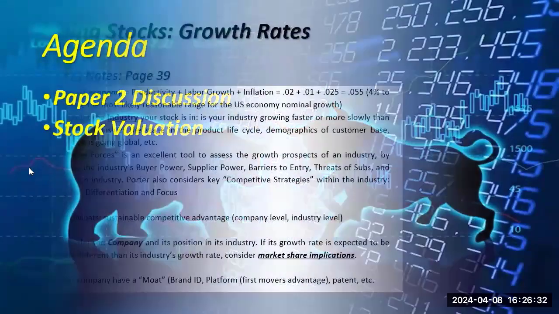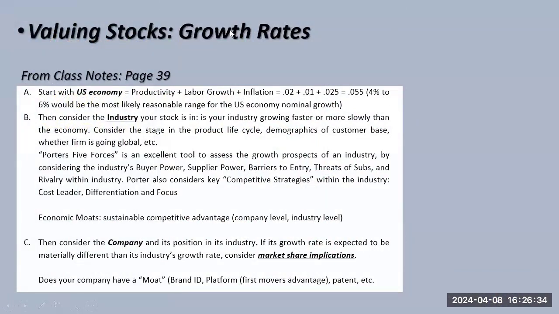So let's look at stocks. The biggest issue we have with stocks is how fast the company is going to grow. You have to do this on paper 4. It's the biggest part of paper 4. So how fast can a company grow? Well, your base for all companies is how fast the economy is growing. We've already done that, right? Productivity growth, labor growth, inflation. Y'all remember that? That's going to be between 4 and 6%.